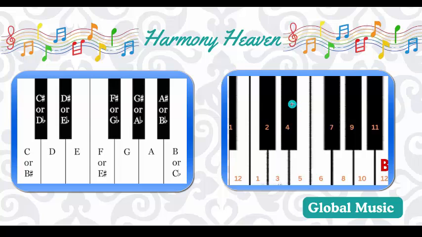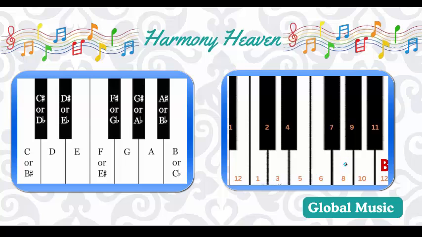Now this second black note, with reference to D, is D sharp, and with reference to E, it's E flat. Now this is E, and this can be referred to as E sharp and E flat. With reference to F, the third black note would be F sharp, and with reference to G, it would be G flat.